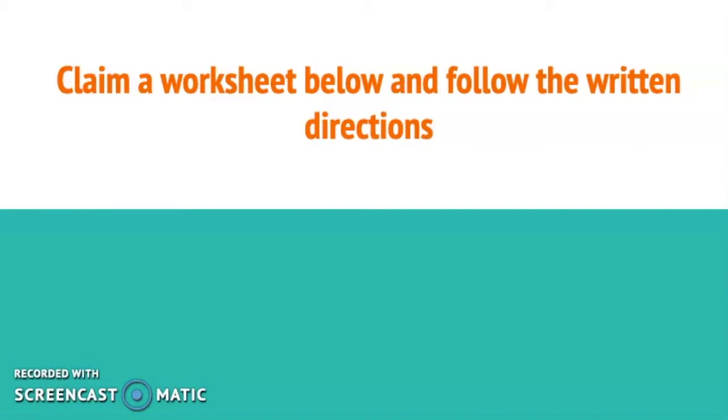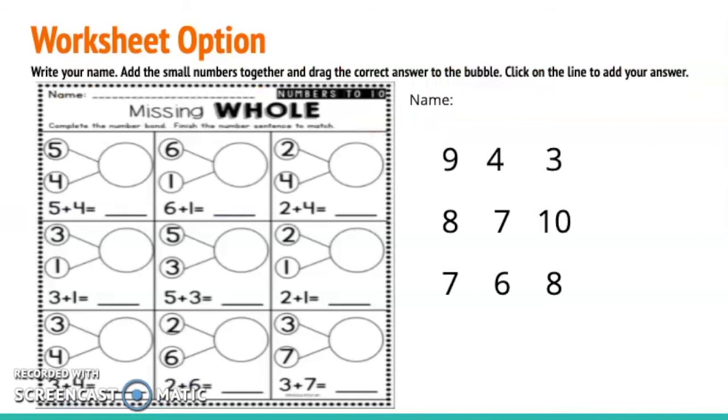In the following slides, we will practice how to use number bonds by using an abstract format and using a virtual worksheet. Please claim your worksheet below and follow the written directions. Worksheet option. Select the word name and enter your name. Complete the number bond by dragging the correct answer to each bubble. Finish the number sentence by clicking on the line below each bubble and adding your answer.